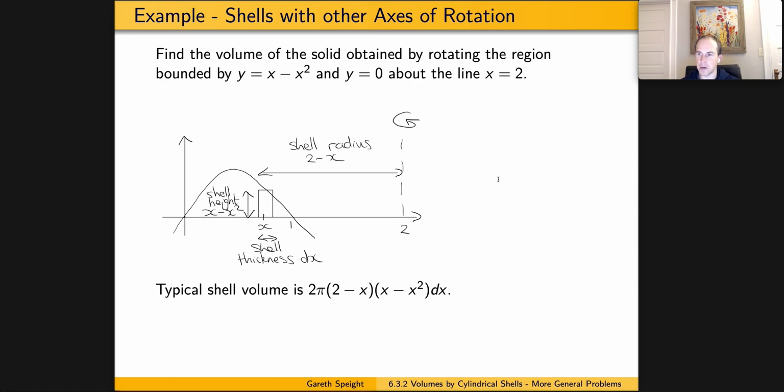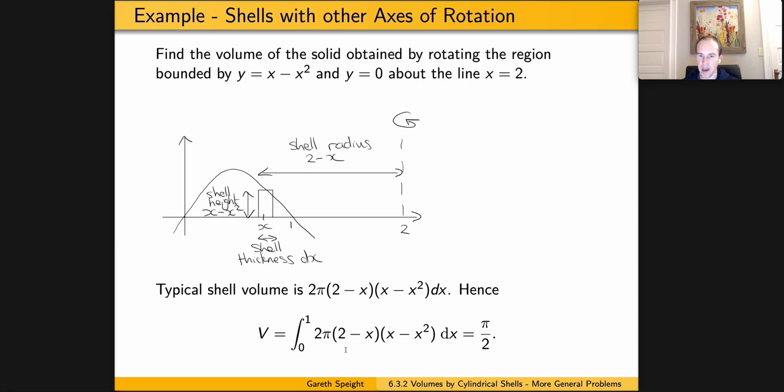So now we can write down the typical shell volume, right? We know the radius is 2 minus x. The circumference is 2 pi times the radius, so 2 pi times 2 minus x. The height is x minus x squared. The thickness is dx, so this is our typical shell volume. And then we just have to integrate the volume of the typical shell. So the shells start when x equals 0 up to when x equals 1. So we have to integrate this from 0 to 1.